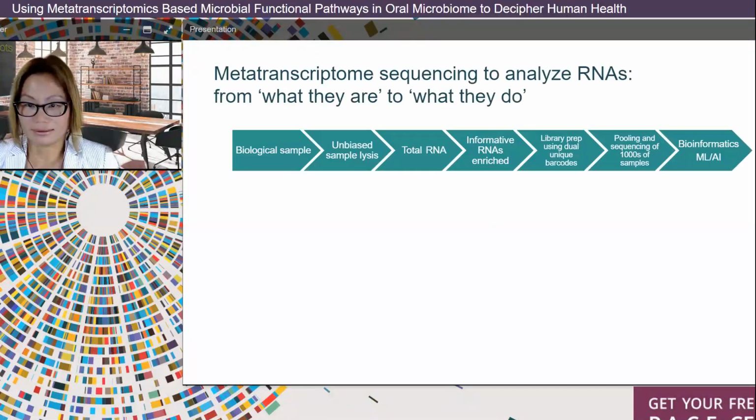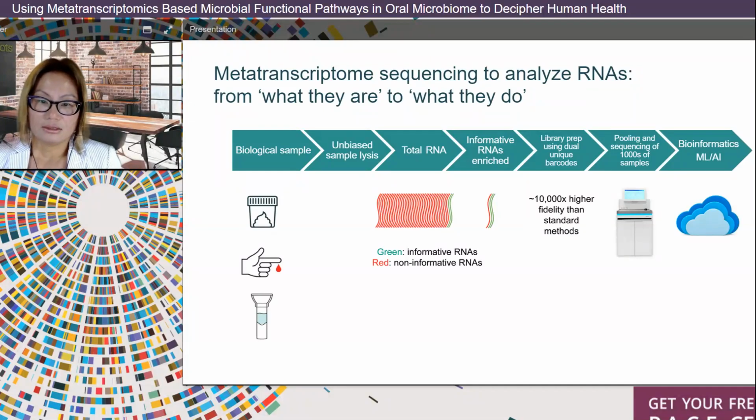This is very important. Here is a high level illustration of using metatranscriptome technology to analyze RNA from a biological sample to results. It can be applied to many different sample types: stool, finger picked blood samples, or saliva, and others. The biggest challenge to work with RNAs is the very high abundance of non-informative RNAs, such as ribosomal RNAs, shown in the red and green squiggle lines in the middle. So obviously there's a whole lot of red.